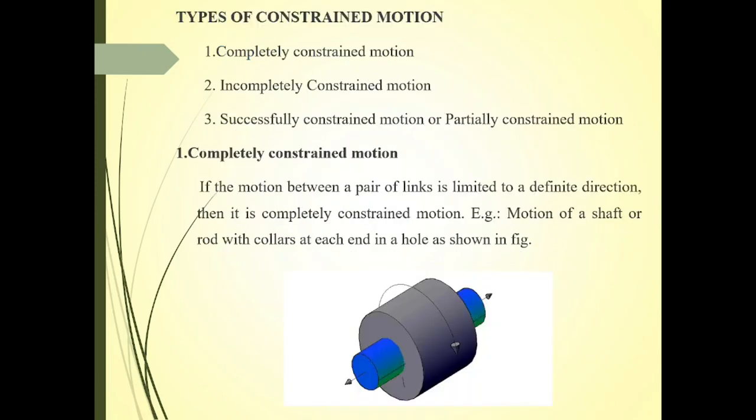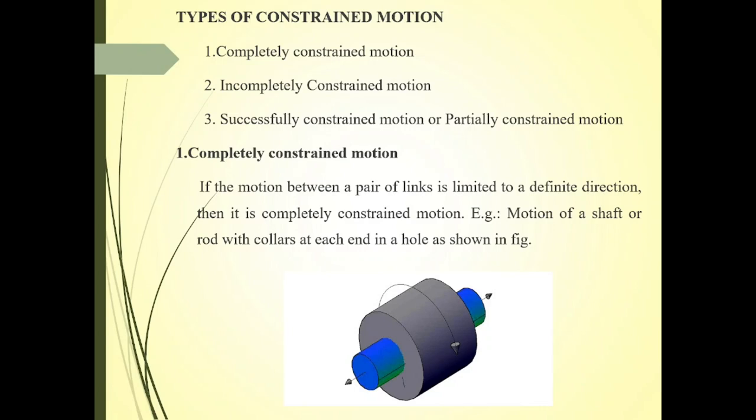It is called as spherical pair. Types of constrained motion. Constrained motion has three types: completely constrained motion, incompletely constrained motion, and successfully constrained motion or partially constrained motion. Completely constrained motion means if the motion between a pair of links is limited to one direction, then it is completely constrained motion. Example, motion of a square bar or rod with collars at each end of the holes.